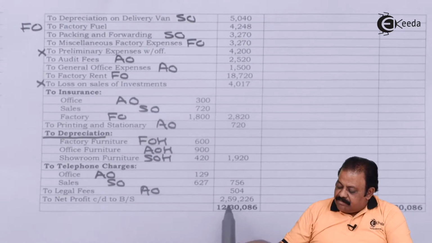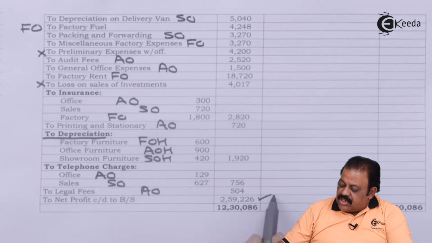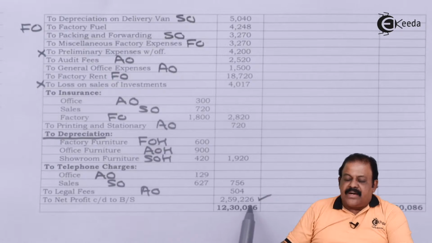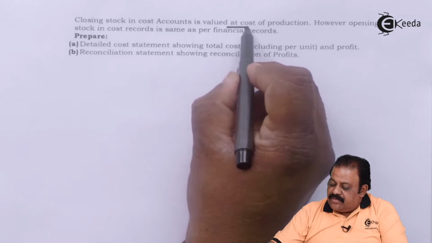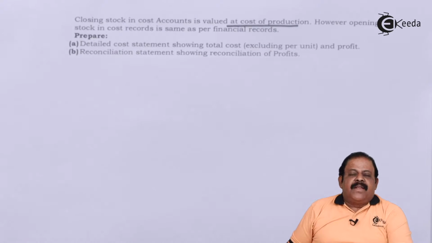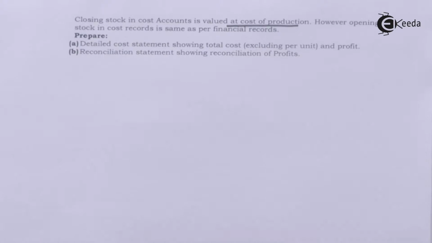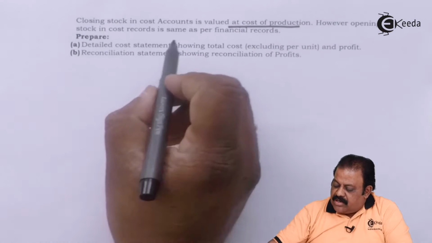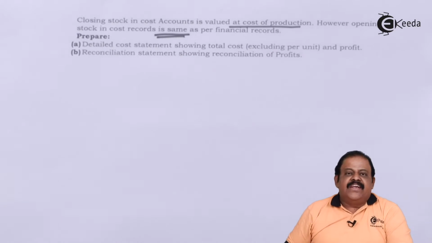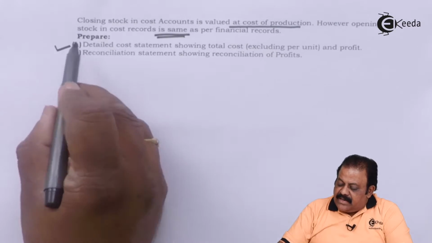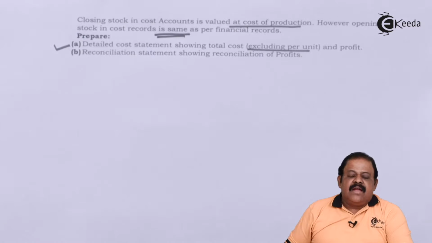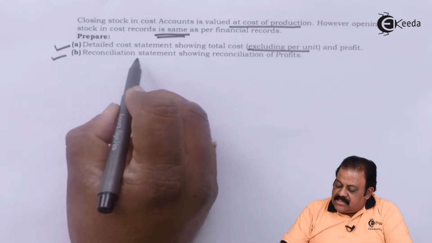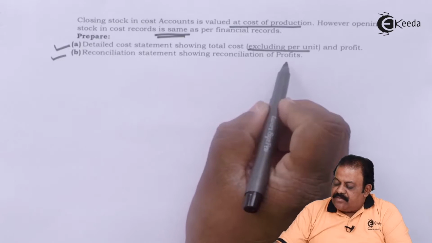Profit transfer to balance sheet. This is profit as per financial book, 2,59,226. Closing stock in cost account is valued at cost of production. That means while preparing cost sheet, we are required to value closing stock at current cost of production per unit. However, opening stock in cost record is same as per financial records. Prepare detailed cost statement showing total cost, excluding per unit and profit. Secondly, reconciliation statement showing reconciliation of profits.